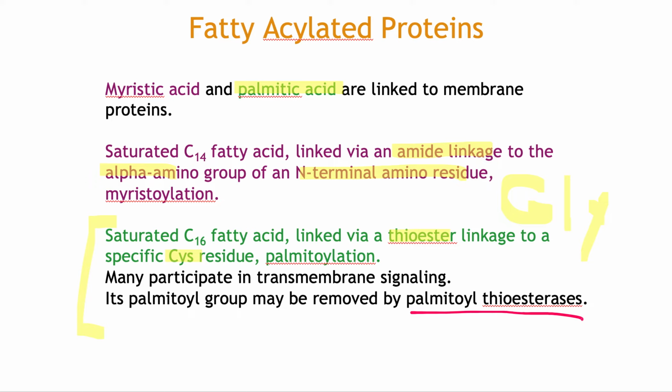Which may suggest that there's this reversible palmitoylation, meaning that a palmitoyl group might be added and then it can be removed, which might help regulate the transmembrane signaling, because it can regulate the association of the protein with the membrane when it's linked to a palmitic acid. And then there's the enzyme that cleaves that bond. So it can help modulate the overall signaling process, right?